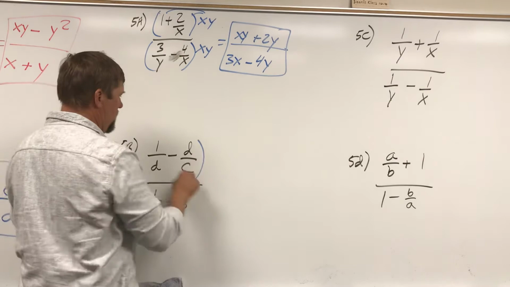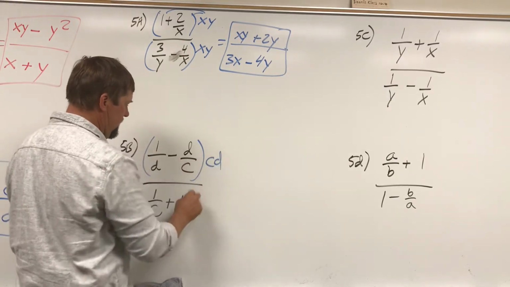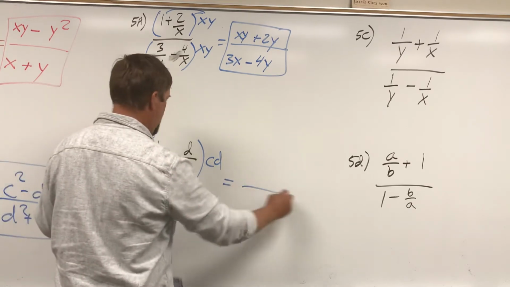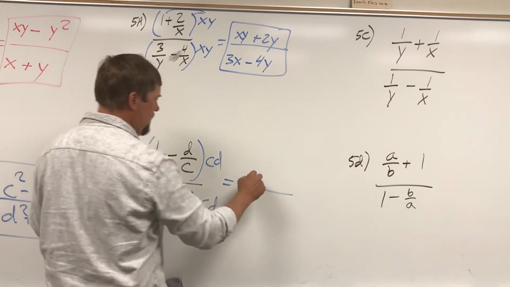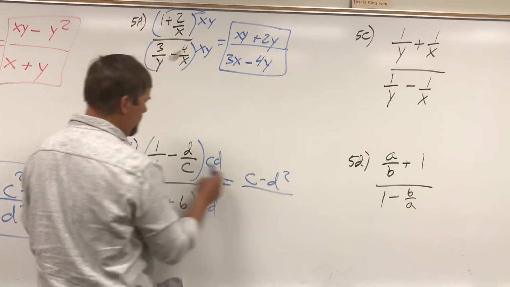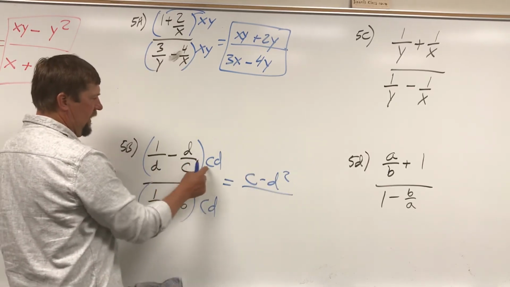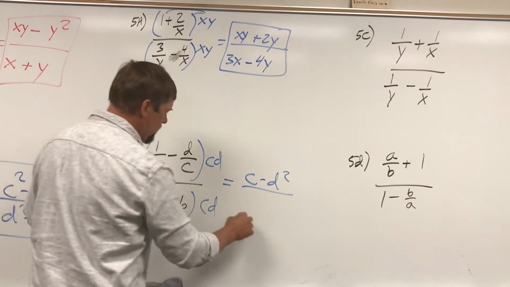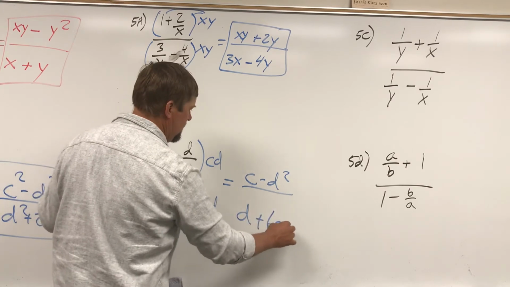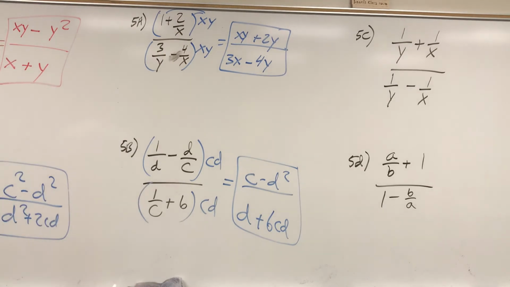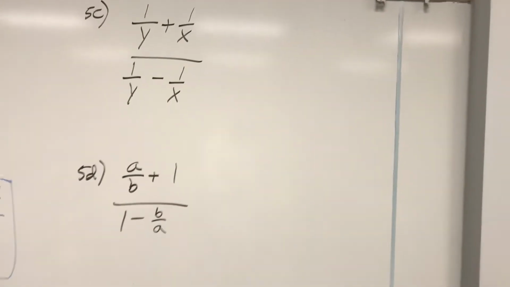This one here, we're going to multiply both top and bottom by CD. When I distribute, I end up with 1 over d times CD is just c, minus d squared. What I'm looking at there is the c's will cancel, leaving me d times d. This one is just d plus 6cd. Okay. And the last one.